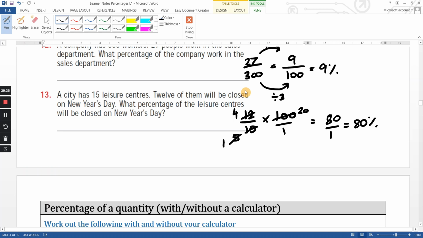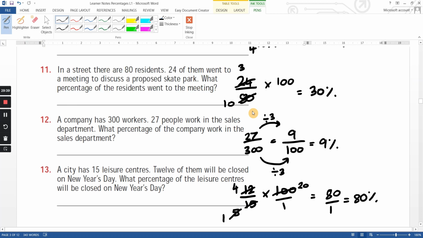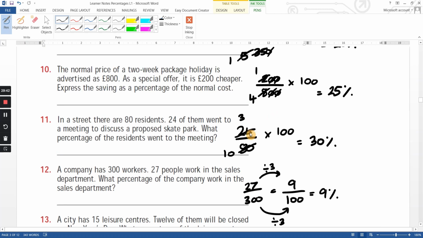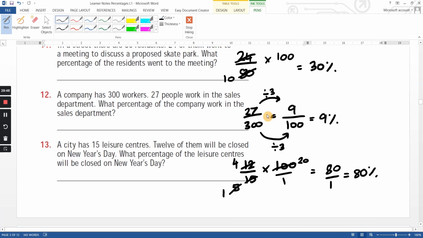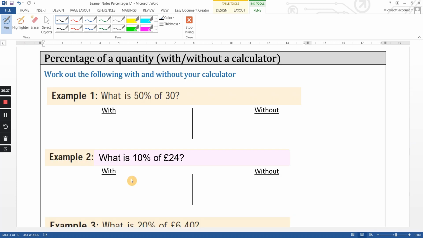Hopefully you got the same as me, and if not, do go back and recheck how to simplify, how to cancel, how to change from a fraction to a percentage. It's just a matter of practising, to be honest. That's the best way. Let's move on to the next section.